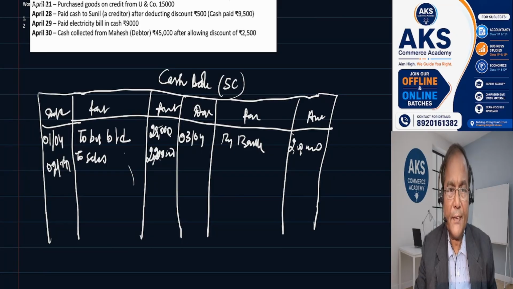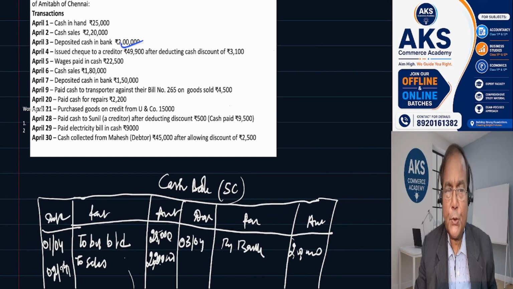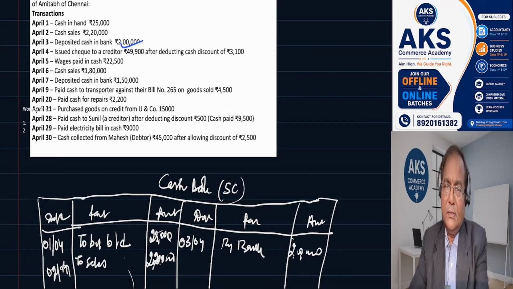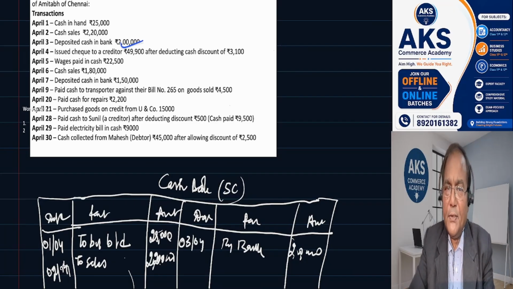Now, the next one: issued check to creditor 49,900 after deducting cash discount 3,100. So all we are concerned about is the cash payment. Issued check to creditor. Is there any cash payment? There is no cash payment, so this will not be entered. Okay. No entry for this.